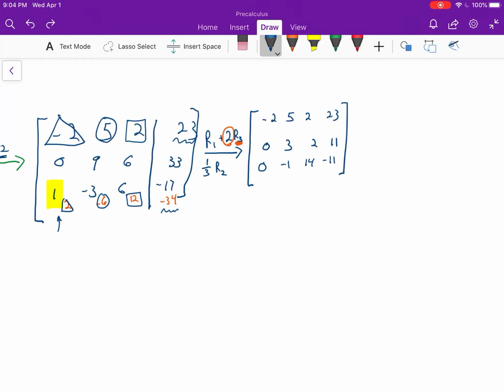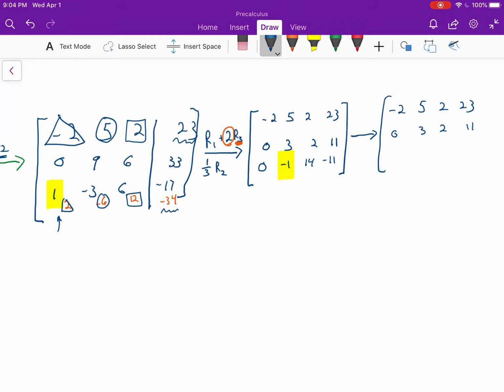All right. Next, we want to get a 0 in this location. Well, in order to do that, we're going to multiply the third row by 3 and add it to the second row. So we can keep our other 2 rows the same: -2, 5, 2, and 23. 0, 3, 2, and 11. And then this last row, we're going to multiply it by 3.